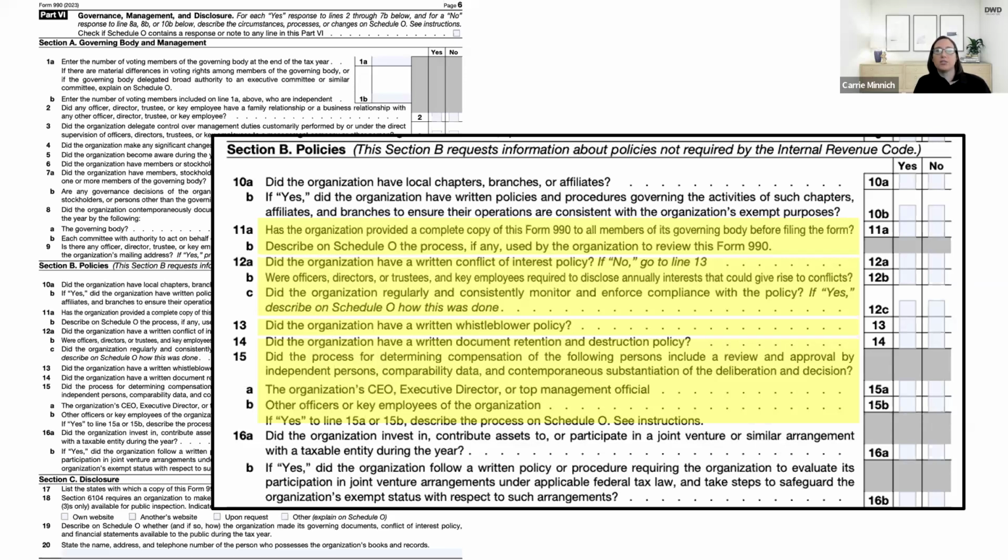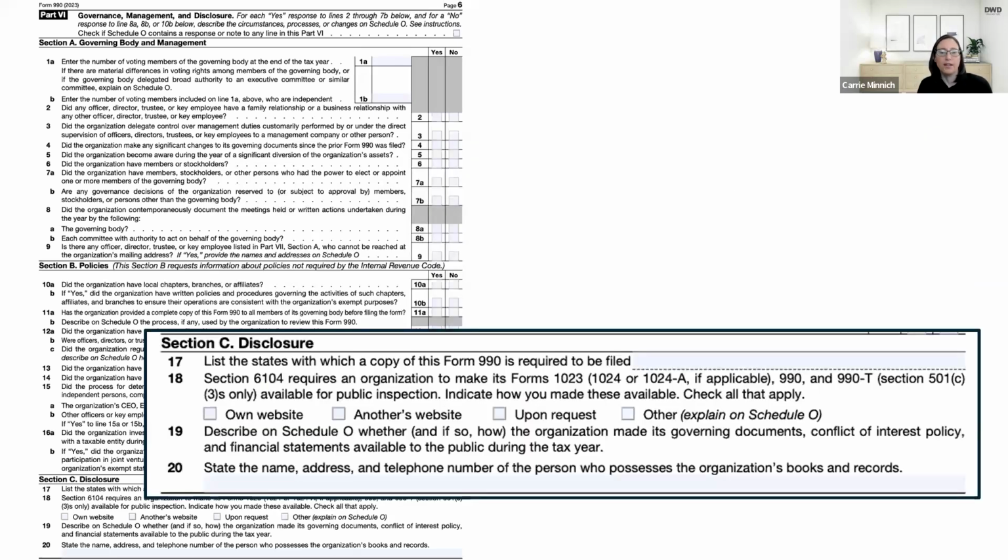So if the IRS or someone came in and questioned how that person's salary was determined, you have documentation to prove that. Okay, next question here in section C asks again about the public disclosure.